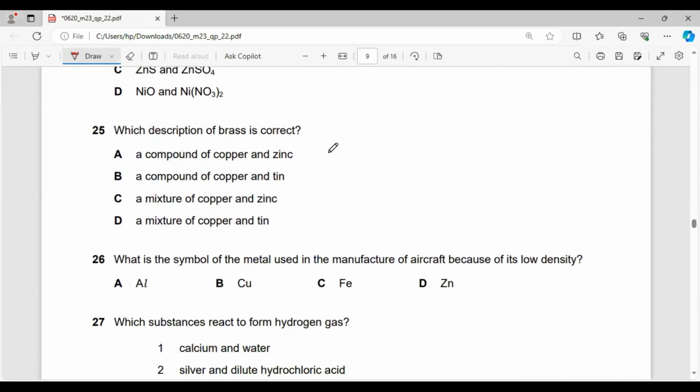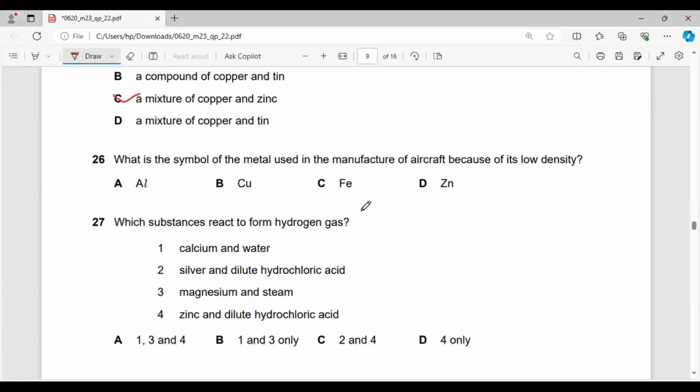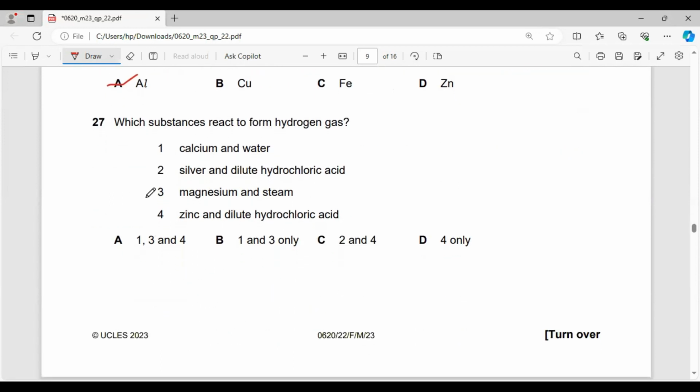Which description of brass is correct? Now, brass is an example of an alloy. Alloys are mixtures of elements. They are not reacted, they are just mixed. The elements are mixed together. So, brass is an alloy of copper and zinc. What is the symbol of the metal used in the manufacture of aircraft because of its low density? The correct answer is aluminium. Because of its low density, aluminium is used in manufacturing of aircraft bodies.